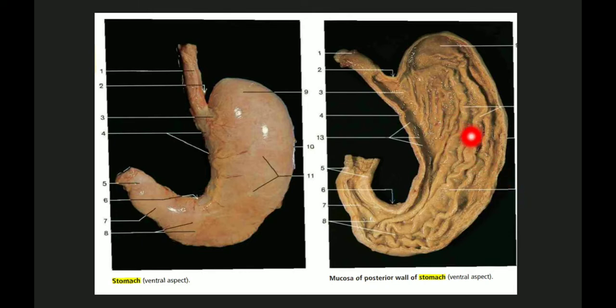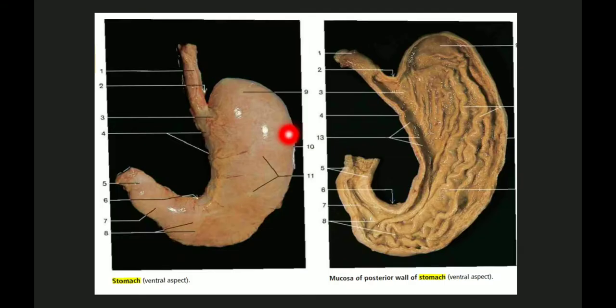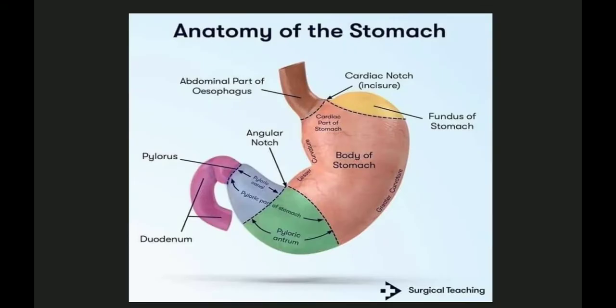These are the rugae. Pyloric orifice, cardiac orifice. Cardiac notch. This 2 is the cardiac notch. 1 is the esophagus. This 11 is the body. 8 is the pyloric region. This is the pyloric antrum. This is the pyloric canal.